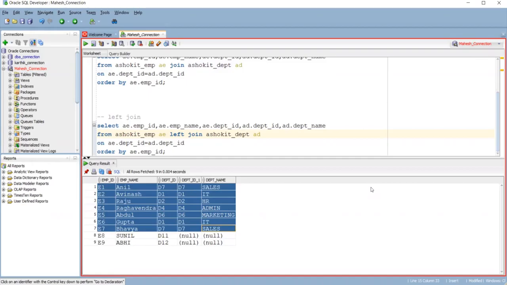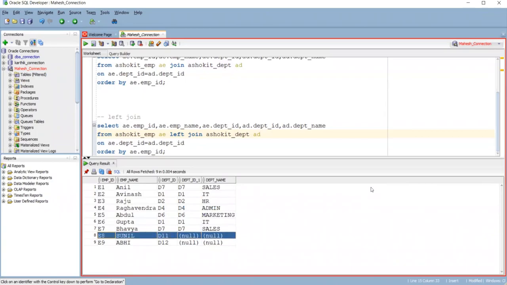Come on, guys. These are nothing but an inner join result, or not? Along with the inner join result, we also got two more records from the left hand side table, correct or not? The E8 and E9 employees from the left hand side table, we got them here or not?